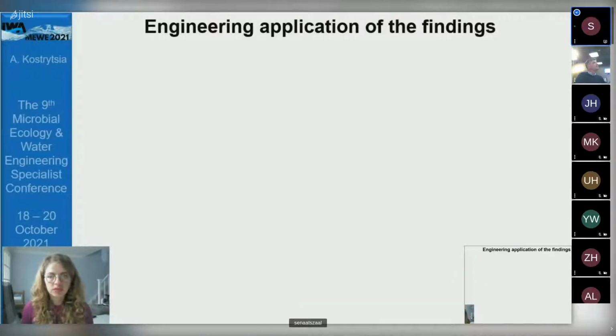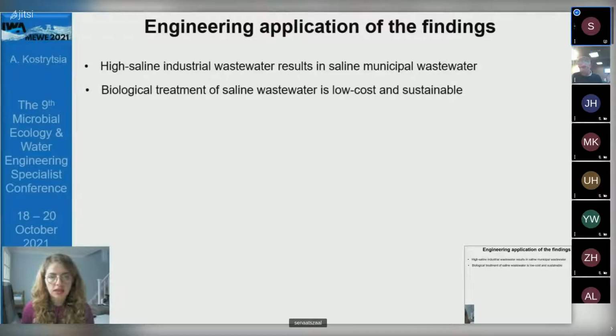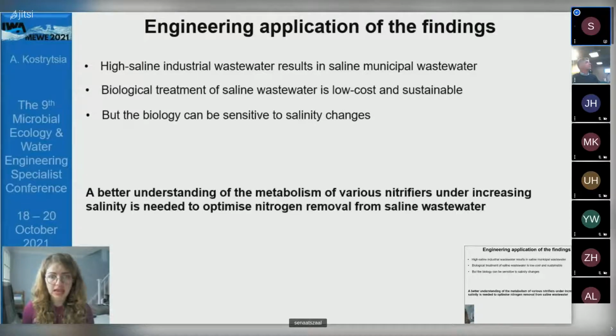We can use these findings for engineering systems as well. There are a lot of types of high-saline industrial wastewater rich in ammonia, which can result in saline municipal wastewater. Traditional physicochemical methods are quite costly and energy demanding. Therefore, we could use biological treatment as an alternative, cost-efficient method. However, biology is very often sensitive to salinity, and therefore we need a better understanding of the metabolism of different nitrifiers under varying salinities in order to optimize such a treatment.